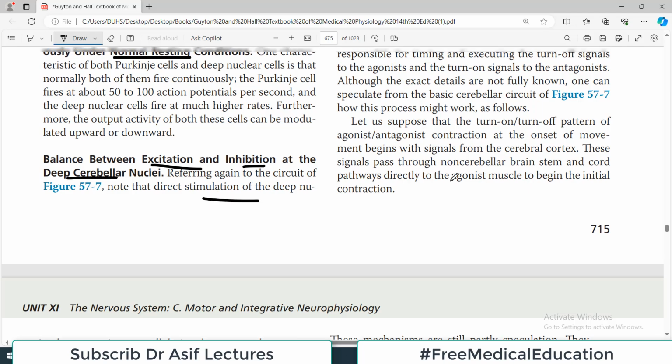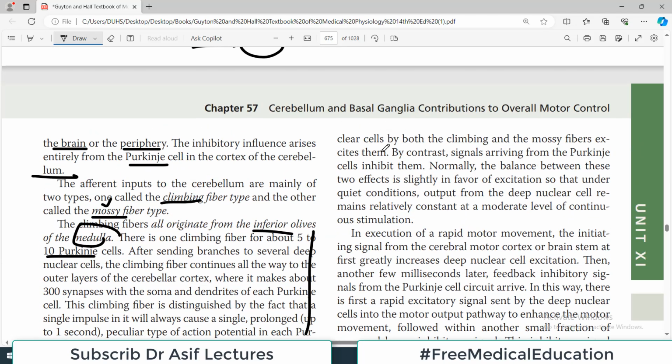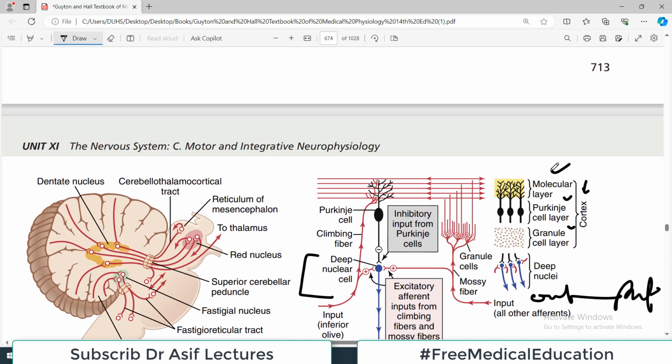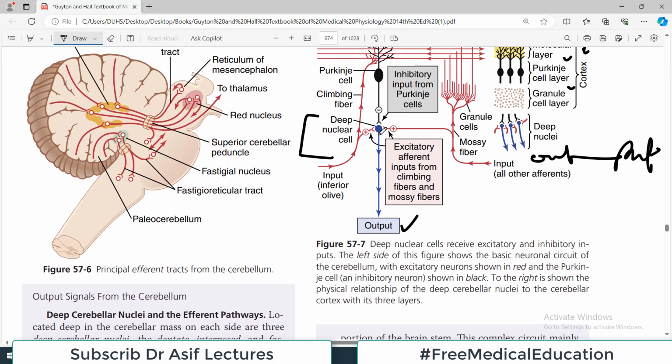Note that the direct stimulation of the deep nuclear cells by both the climbing and the mossy fibers excites them. By contrast, signals arriving from the Purkinje cells inhibit them. If you look at the diagram, this is the mossy fiber. It is going towards the deep nuclear cell, exciting it. Positive signal. This is the climbing fiber. If it directly communicates with the deep nuclear cell, it excites it.